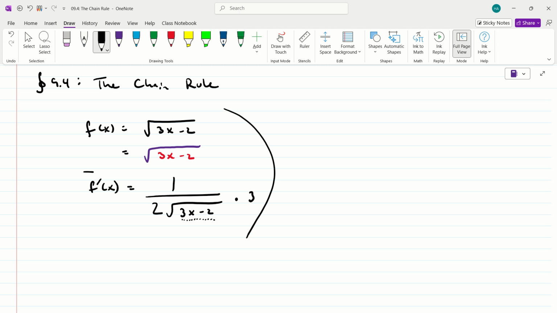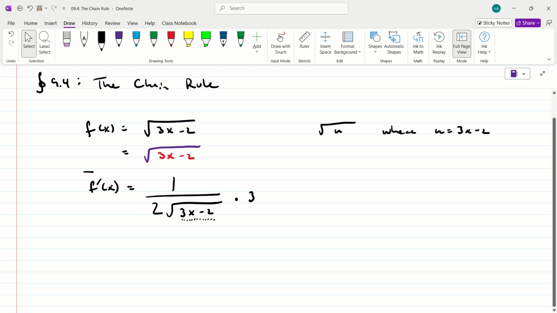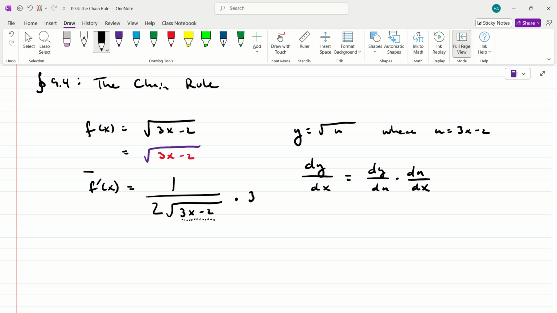To consider this derivative in another way, we could have viewed the square root of 3x minus 2 as the square root of u, where u is equal to 3x minus 2. And let's say we call that y. To consider the derivative of y with respect to x, we would take the derivative of y with respect to u and multiply it times the derivative of u with respect to x.